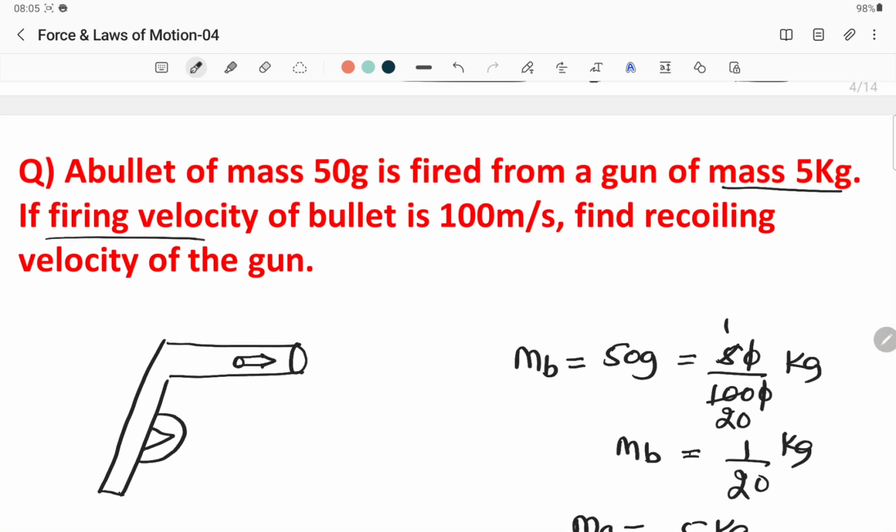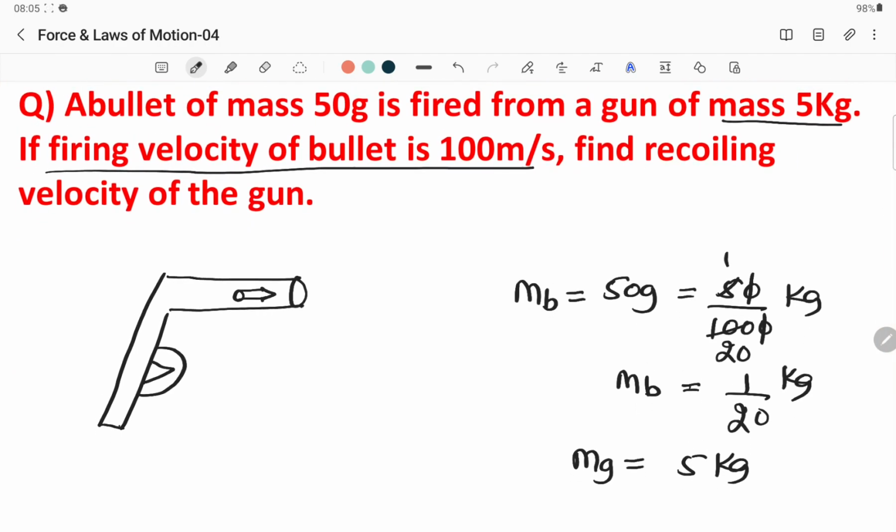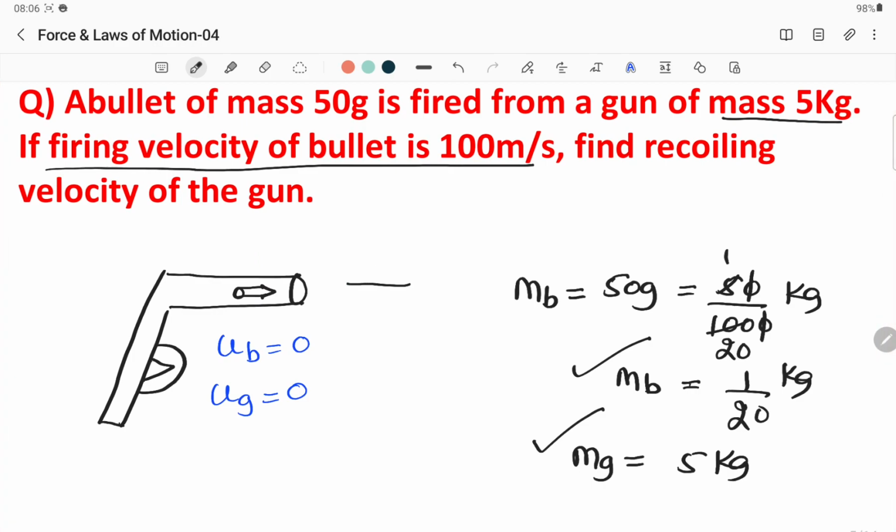Alright. If firing velocity of the bullet is 100 meter per second. Firing velocity means you need to understand that initially they were at rest only, no? So what is the initial velocity of this bullet? Initial velocity of this bullet is 0. What is the initial velocity of this gun? Initial velocity of this gun is also 0 because they were at rest. Correct, no? So I have got MB, I have got MG, I have got UB and UG. Now initially they were at rest, that's why I have taken both of these as 0. Look here. Then afterwards when it was fired, the bullet was fired forward.